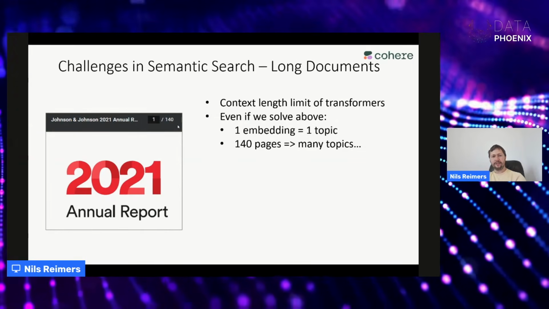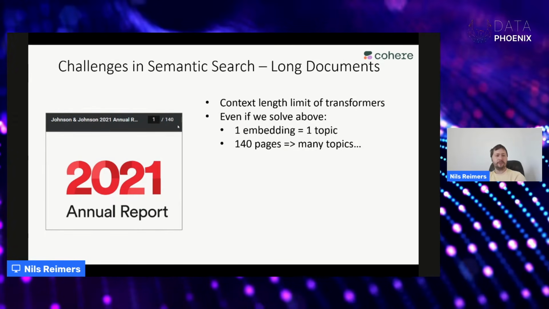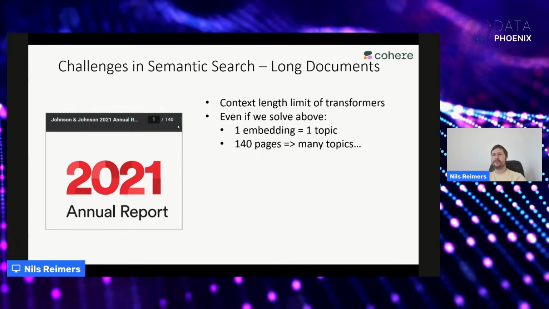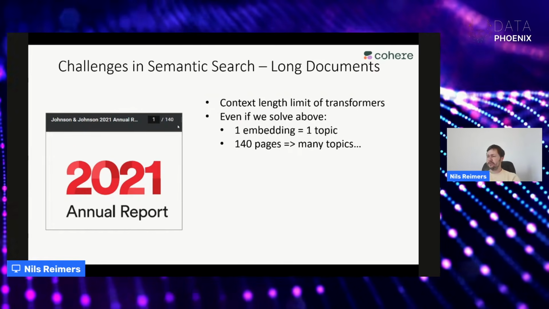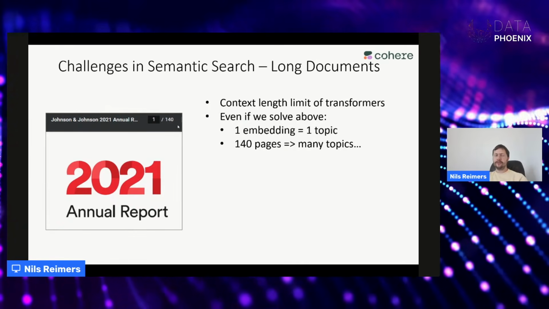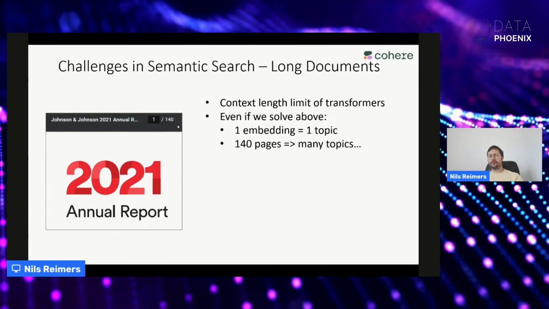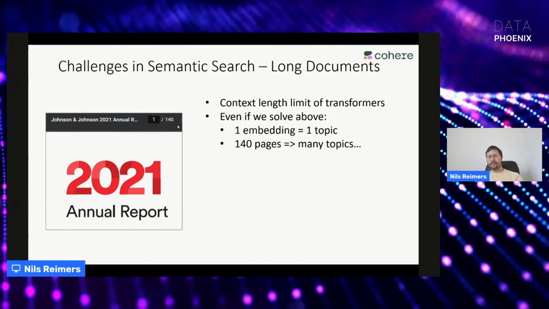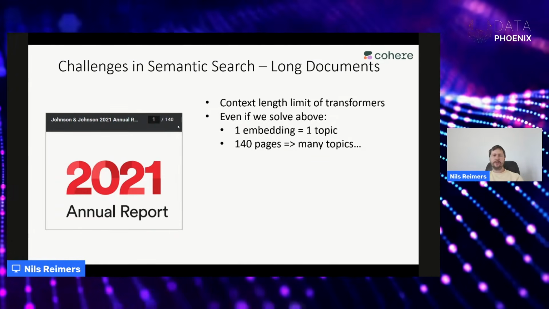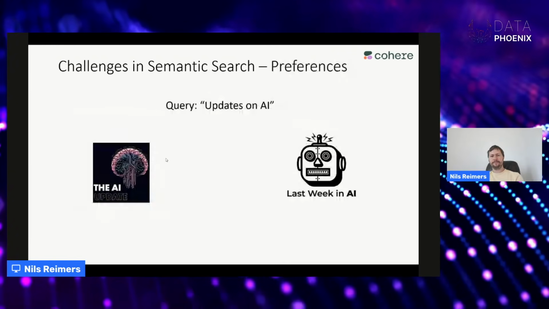And then you run into the challenge: 140 pages, how many topics are there? How do you chunk it down, break it down? The most common approach is to chunk it either on paragraph level or with a fixed-size window, where you say, I always take 100 words and embed these. But here you run into a lot of missing context, which is suboptimal.